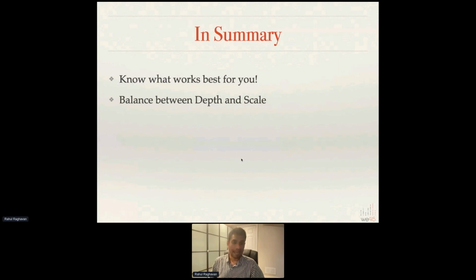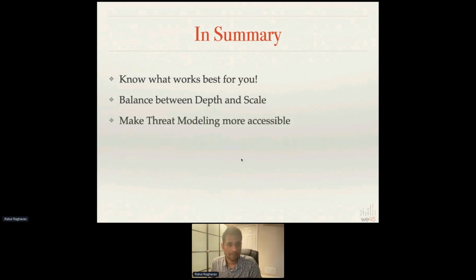It's important and it's recommended that there be a balance between depth and scale, because just going one of these two ways will probably not cut it in the long run. So it's important for us to ideate a threat modeling process that strikes the right balance between depth and scale in terms of finding issues.